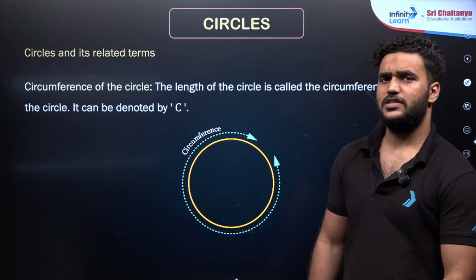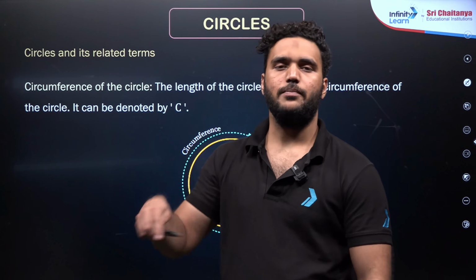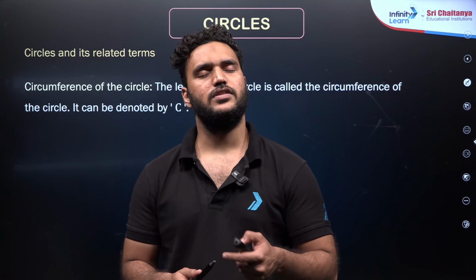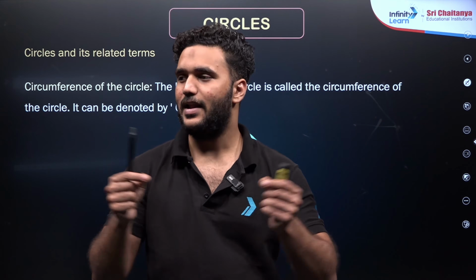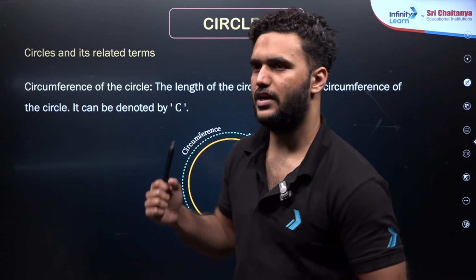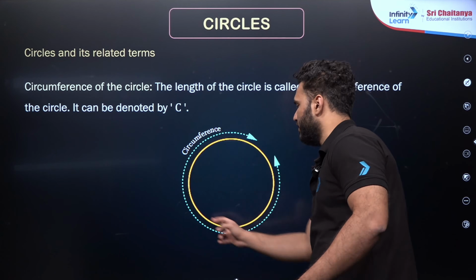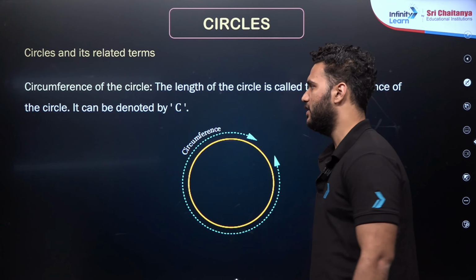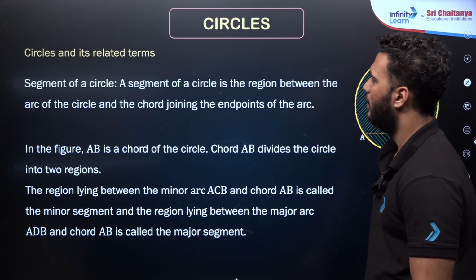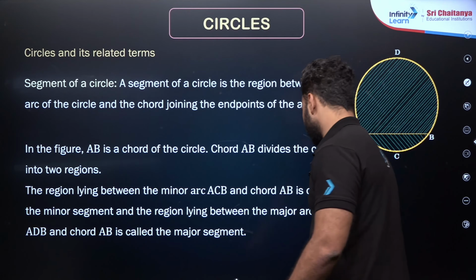Circumference of a circle. What is the circumference of a circle? Total boundary length. Like if I give you a rope and ask you to make a circle with a diameter of 10 meters, how much rope do you need to make that circle? The length of that rope will be the circumference. Circumference is the length of the boundary of the circle. That's it.